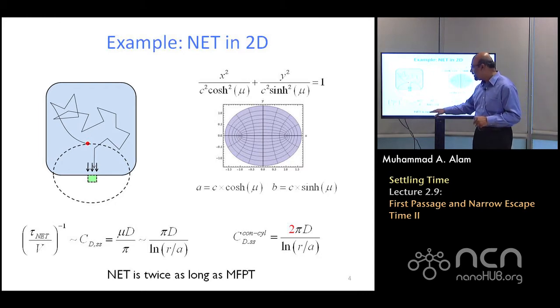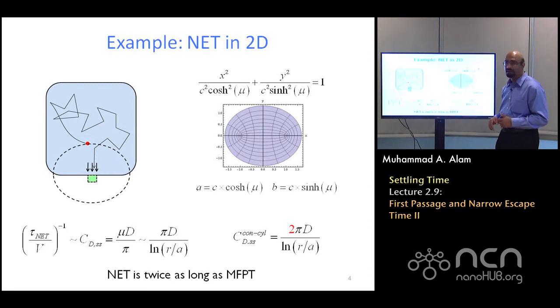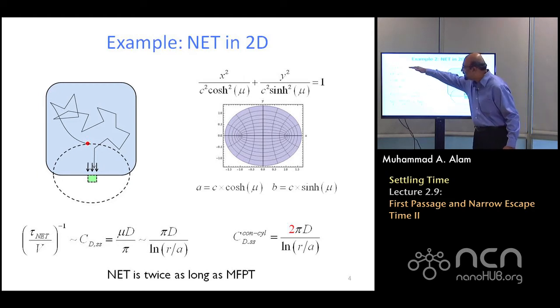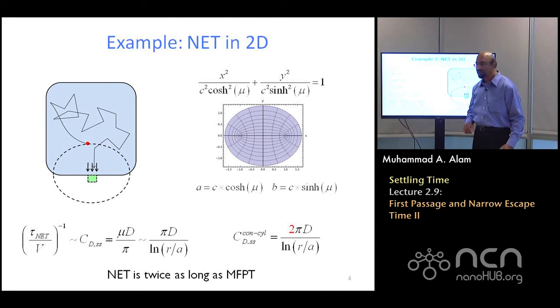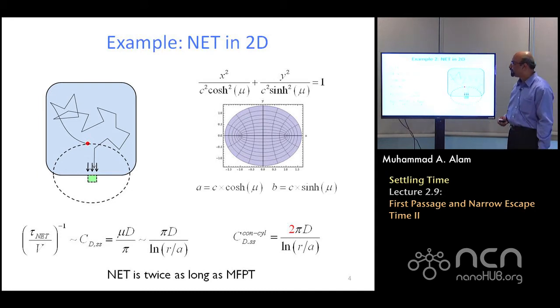through the hole as easily as the mean first passage time. So therefore, in this particular configuration, it takes twice as long. And essentially, you can calculate these relationships by the simple method that we have just discussed, and you will get essentially the identical result.